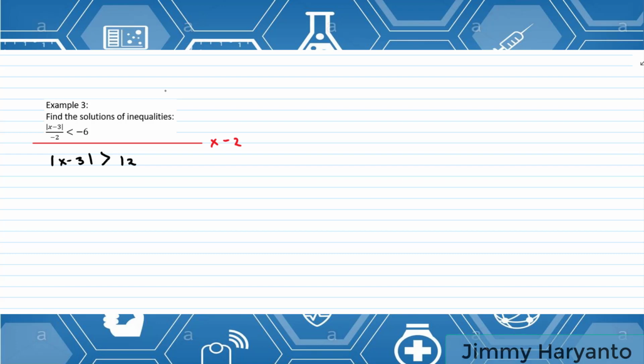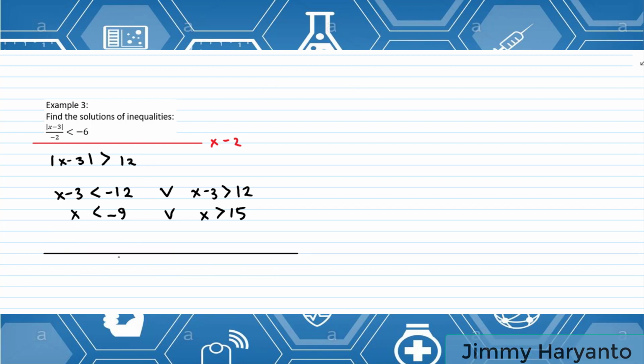This shape is already the same as the formula, so we can use the formula now. X minus 3 less than negative 8, or x minus 3 greater than 8. So x will be less than negative 9, or x greater than 15. The number line will be like this. We have negative 9 at the left side and 15 at the right side. Okay, this is form number 2.